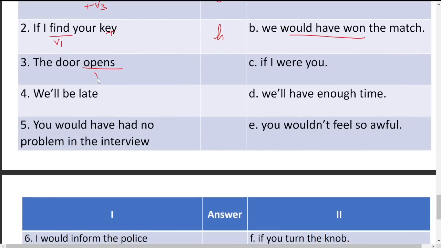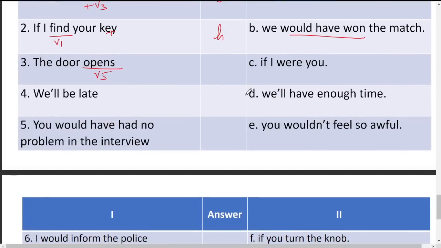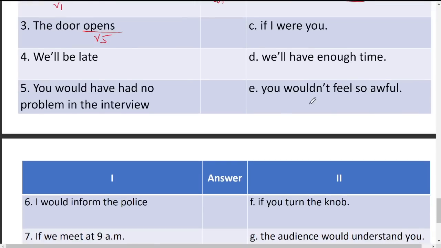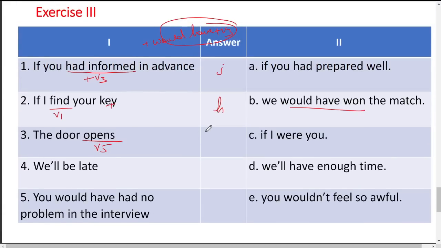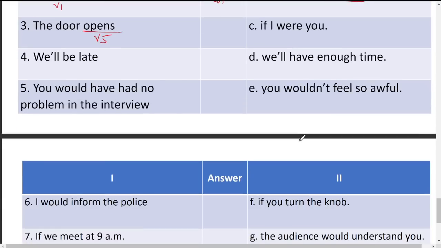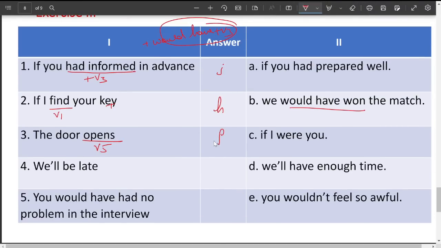Next, the door opens. Opens is nothing but here again v5. That is again simple present case. Now the door opens when? The door opens if we had prepared. The door opens, we would have won the match, no. The door opens if I were you, not possible. The door opens, we will have enough time. The door opens if you feel it, you wouldn't feel hard, not possible. What we can use here still, the door opens if you turn the knob. Once look at this. If you turn the knob, the door opens. Knob in the sense just like handle. So what is that sentence here? If you turn the knob in the sense F sentence. So in the third case, you have to use a F.